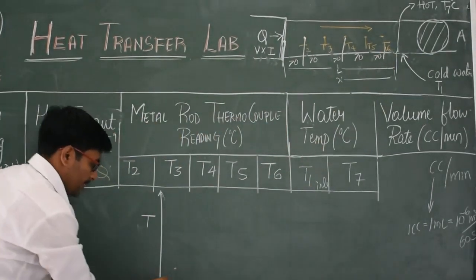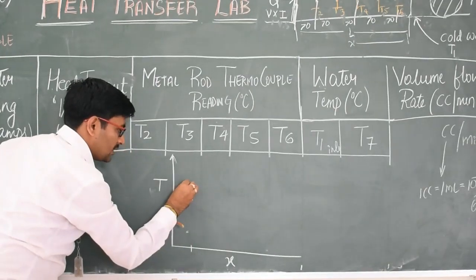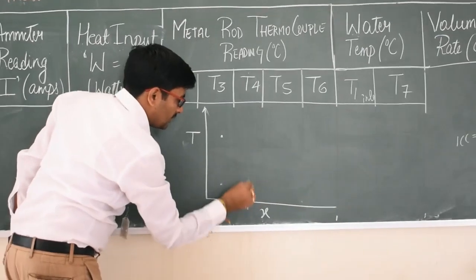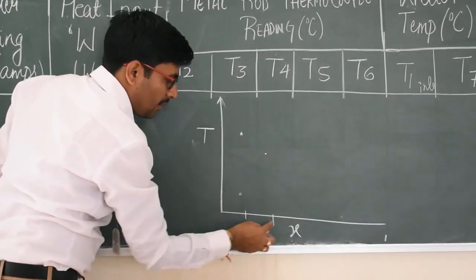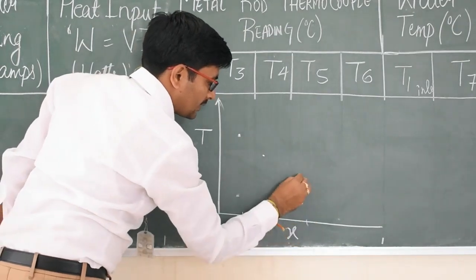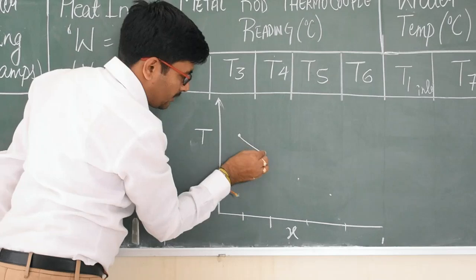First what we do is, I will take the thermocouple temperature T2 here, some temperature, and T3. As the length of the metal rod increases, the temperature decreases. As we know, we will get a negative slope, so we will get such a type of slope.